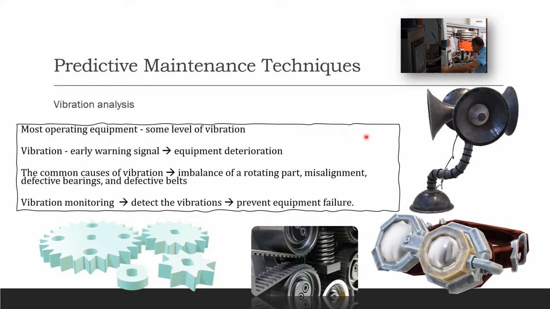The common causes of vibration are imbalance of a rotating part, misalignment, defective bearings, and defective belts. So they're all in motion. In vibration monitoring, we try to detect the vibrations, and then we judge what level of vibration the equipment is in, and then we can prevent the equipment failure, depending on that level.